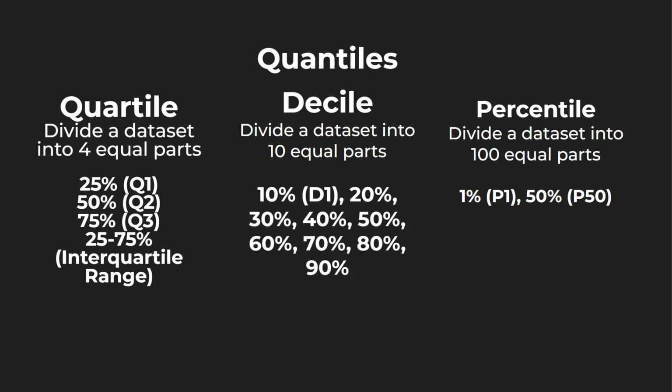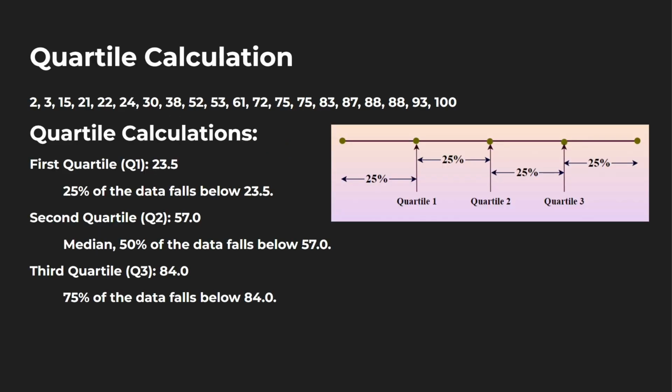Now your decile, this is when you divide a data set into 10 equal parts. I'm not going to put all these different parts down below, but you can see 10% is D1, then you can go 20, 30, 40, 50, 60, all the way through 90. So just D next to that percentage, right? And then a percentile is when you divide your data set into 100 equal parts. So for example, 1% would be P1, whereas 50%, the median, would be P50. So let's take a look at some examples.